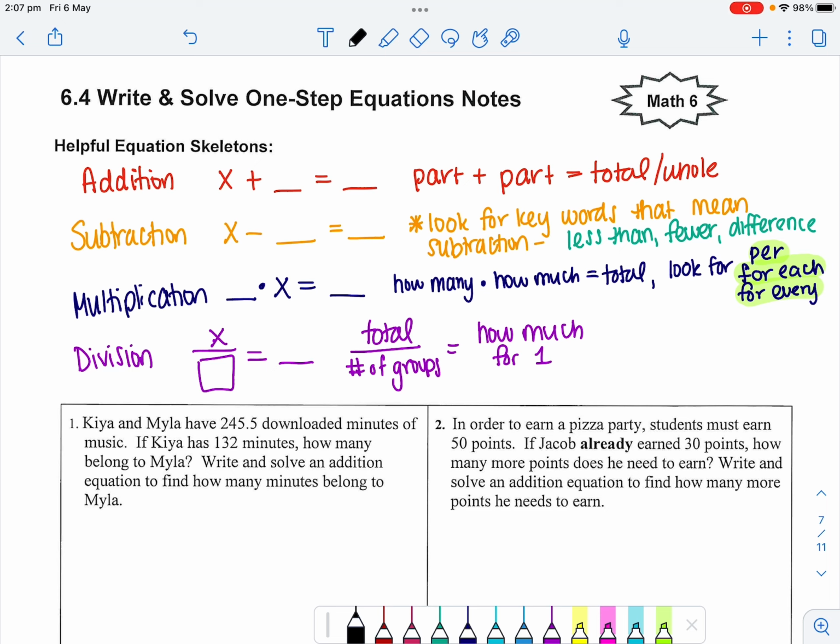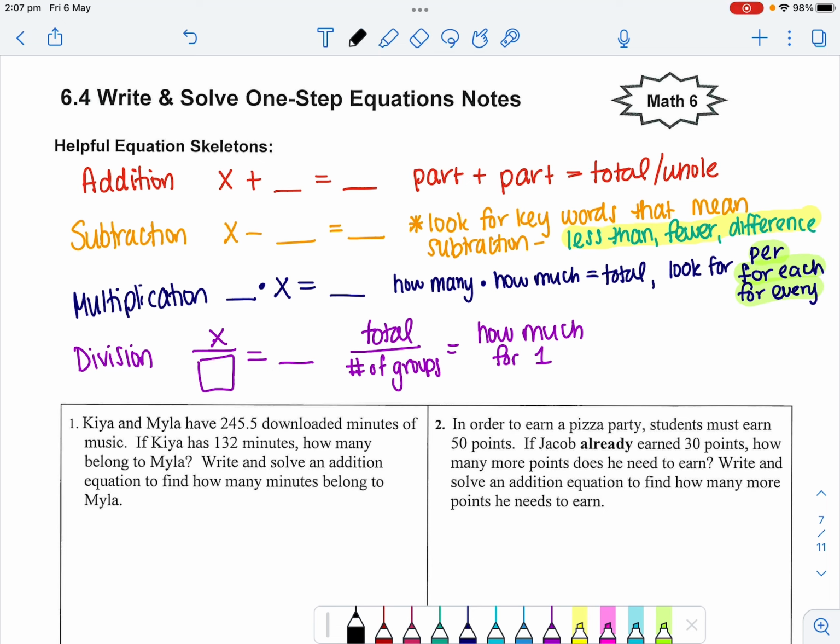For subtraction, it's going to be your variable minus something is equal to the result of that. And you're looking for keywords that mean subtraction. Our keywords that mean subtraction are going to be less than, fewer, and difference. Less than, fewer than, or difference are going to be the things that you're looking for in your word problem that are going to help you write the equation.